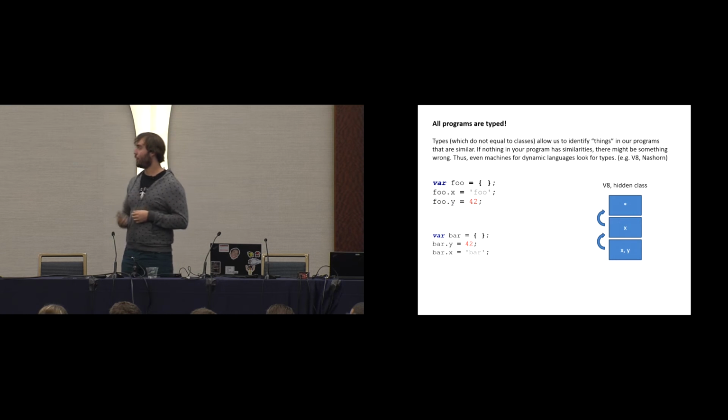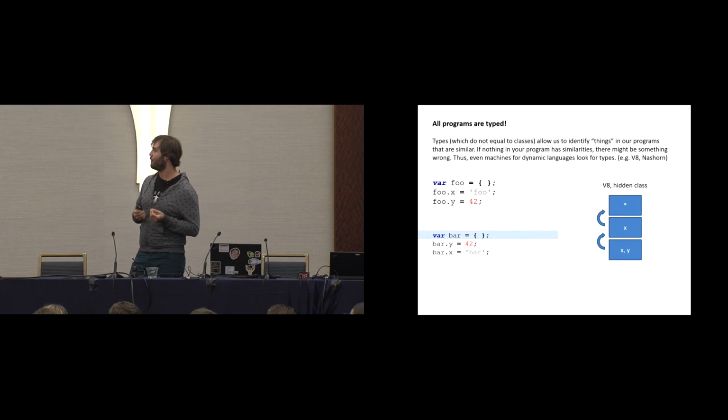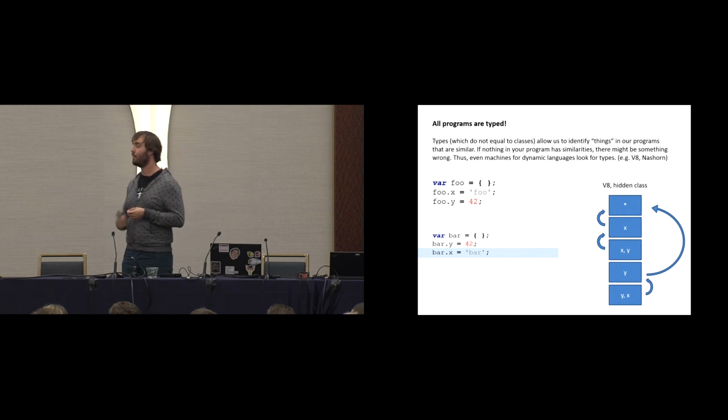So if you have bar, another object which is exactly identical, it has two properties, y and x, but this time we define them in a different order. We will get a different type. We will get a type star again for the empty object, but now we will get y inheriting from star and yx inheriting from y. And V8 won't be able to basically connect these two types together and do a monomorphism optimization for observing these two different objects.